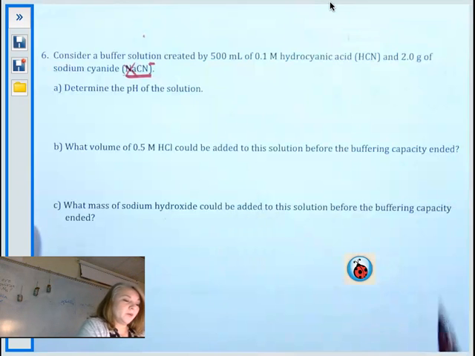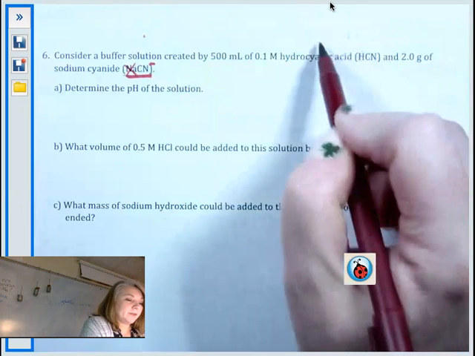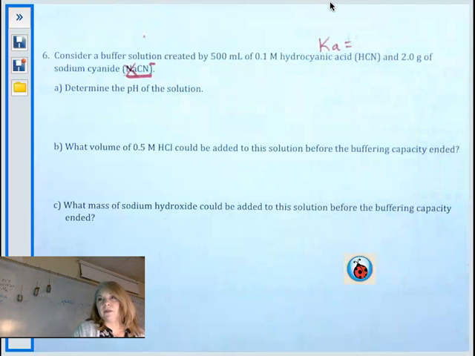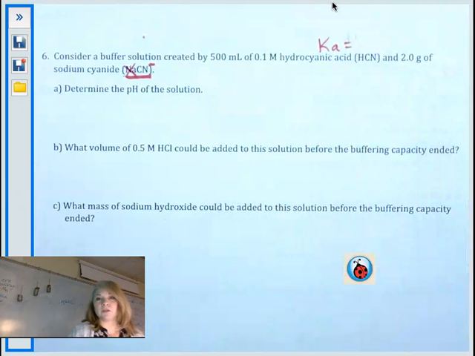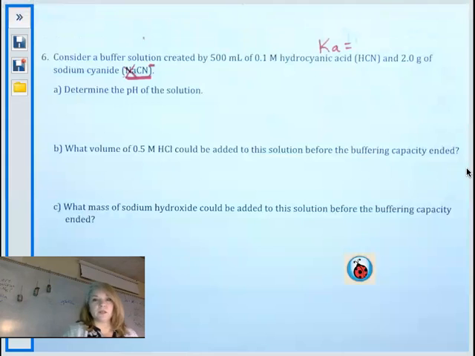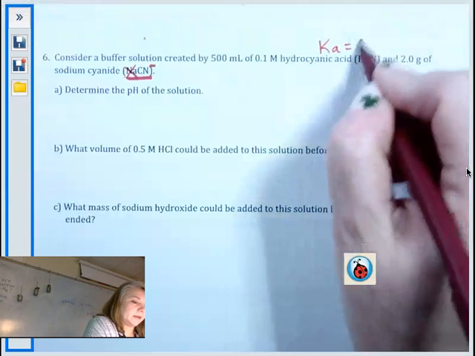And I bet somewhere along the way we have a Ka for this. Now, Alex, did you find a Ka value for HCN so I don't have to flip back a couple of pages? 6.2 times 10 to the negative 10th. Okay.